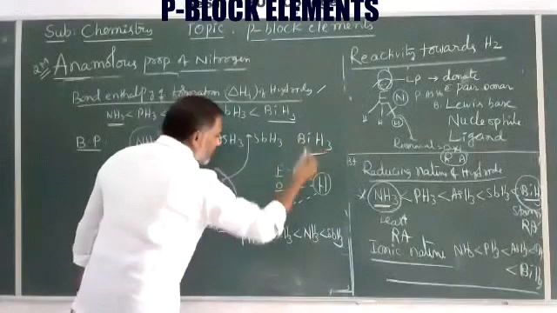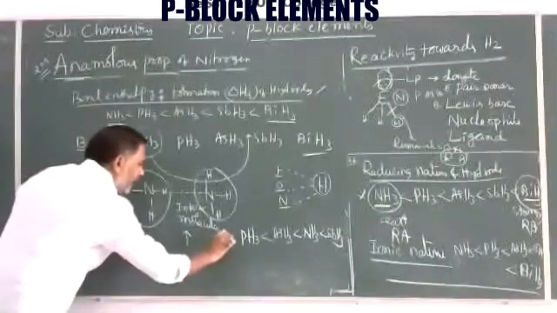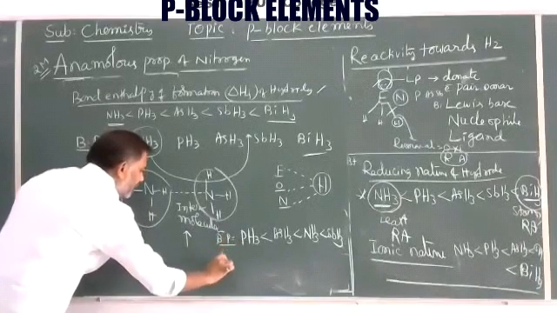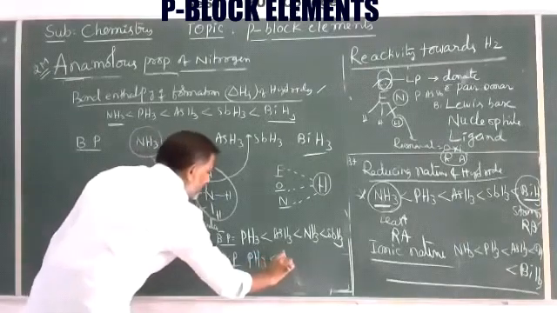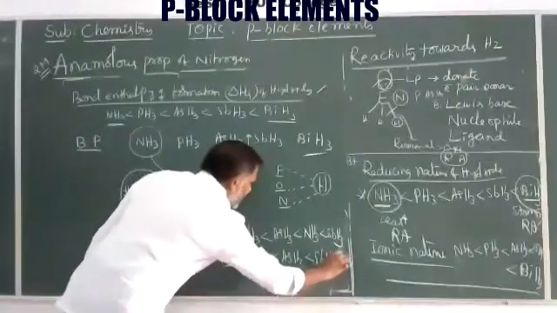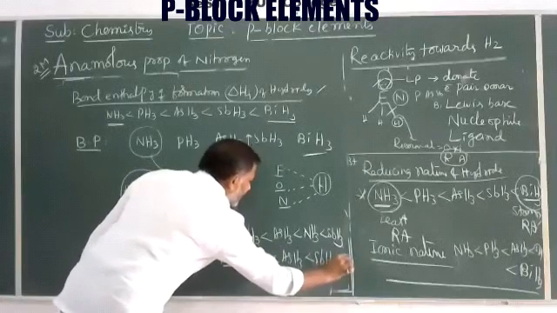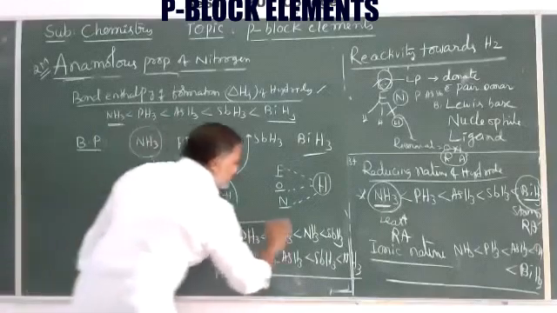Now here these are the hydrides. This is the boiling point order, and the melting point order is also the same: PH3 is less than AsH3 is less than SbH3. Better you write NH3 lastly in the melting point. This is a very, very important point.